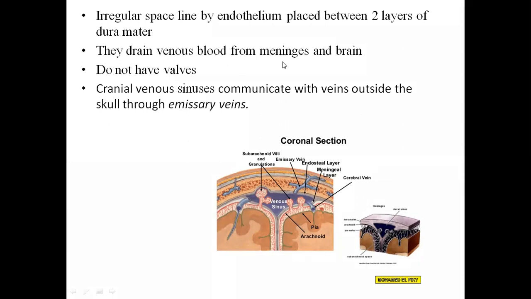Now they are draining the venous blood from meninges and brain. So they receive the veins which drain the meninges as well as the brain. We have seen three layers: dura, arachnoid, and the pia mater. So deep to the pia mater, we have the brain tissue. So the veins which are draining the brain and the meninges drain into the venous sinuses. And these veins related to the venous sinuses are not having valves. We know that usually the veins have valves, but here there is no valve.